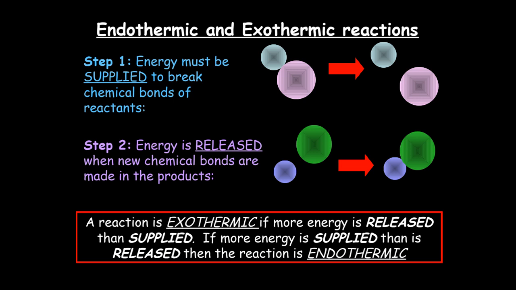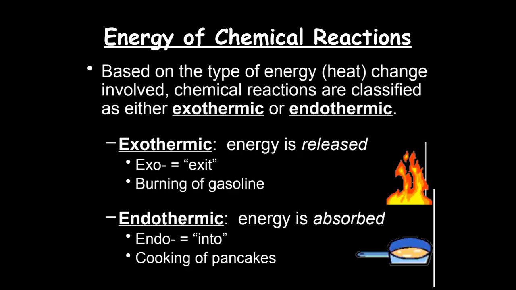A reaction is said to be exothermic if more energy is released than supplied. That is, if the amount of energy released is more than the energy supplied at the beginning, we call this an exothermic reaction. An example of an exothermic reaction is when you burn gasoline. Chemical reactions can be exothermic or endothermic, based on the type of energy change involved.